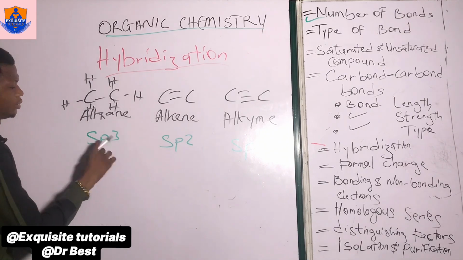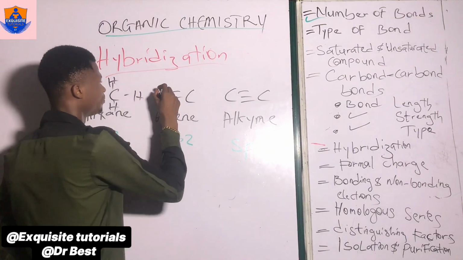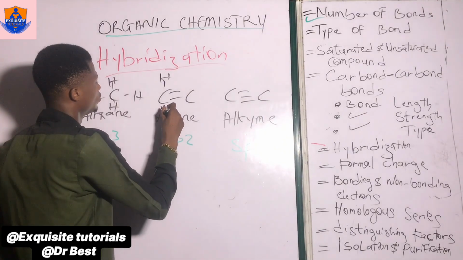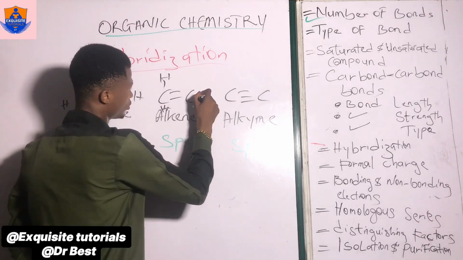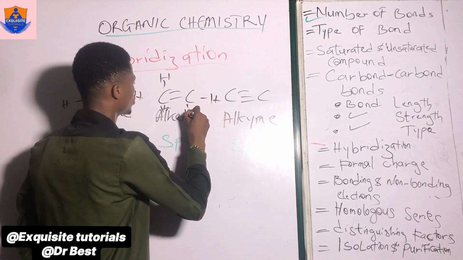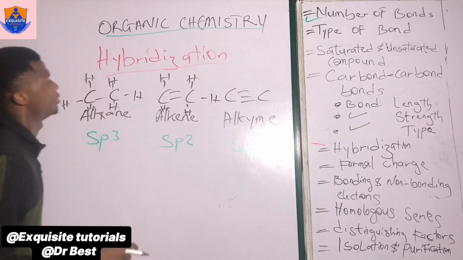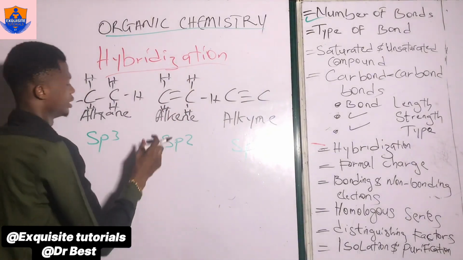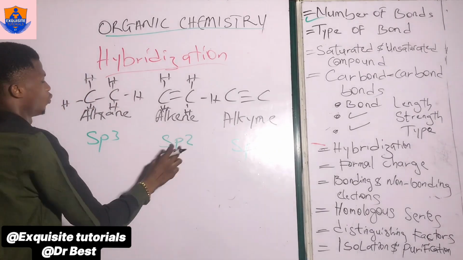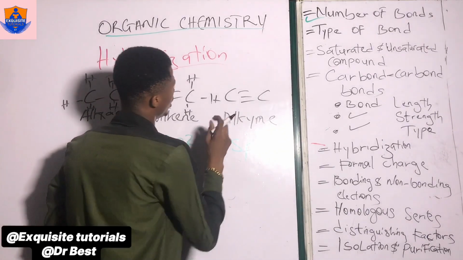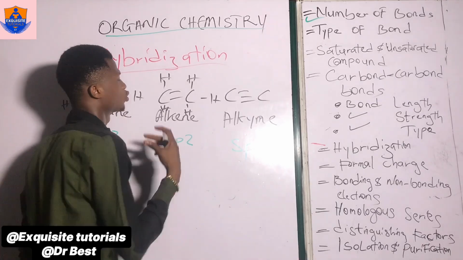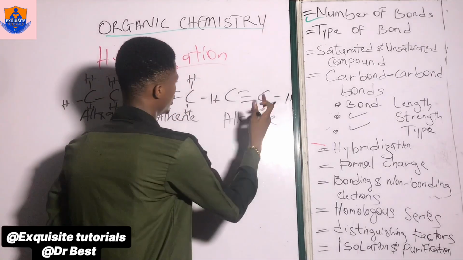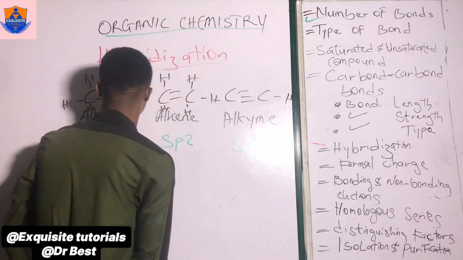So sp3. Here we are going to have 1, 2, 3 possible atoms that it can bond to. So we are going to have 3 here. 1, 2, 3, having sp2. Here, carbon can bond to 2 possible atoms. One from this side, one from this side, which is 2, which is sp.